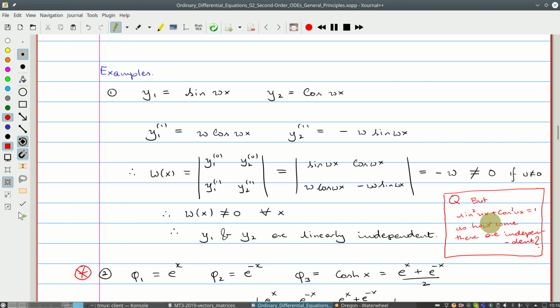Now I put a question here, but there is a relation between these two functions: sine squared omega x plus cos squared omega x is 1. So how come they are independent? Think about it.